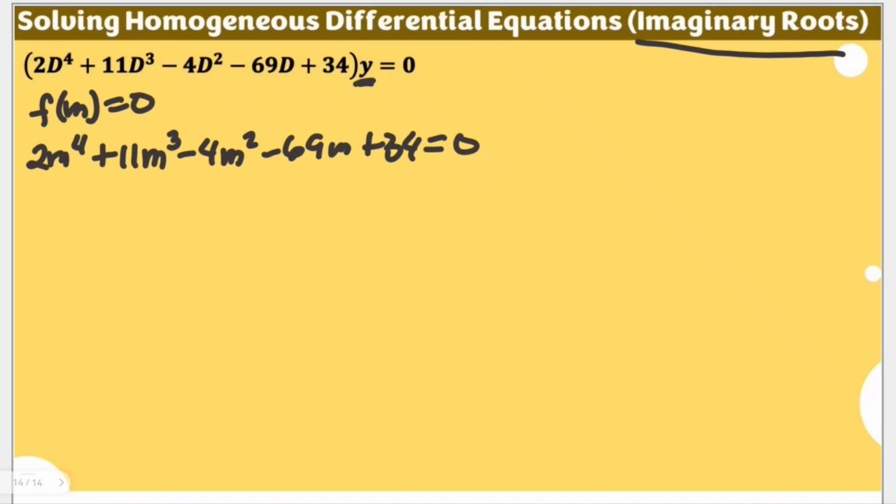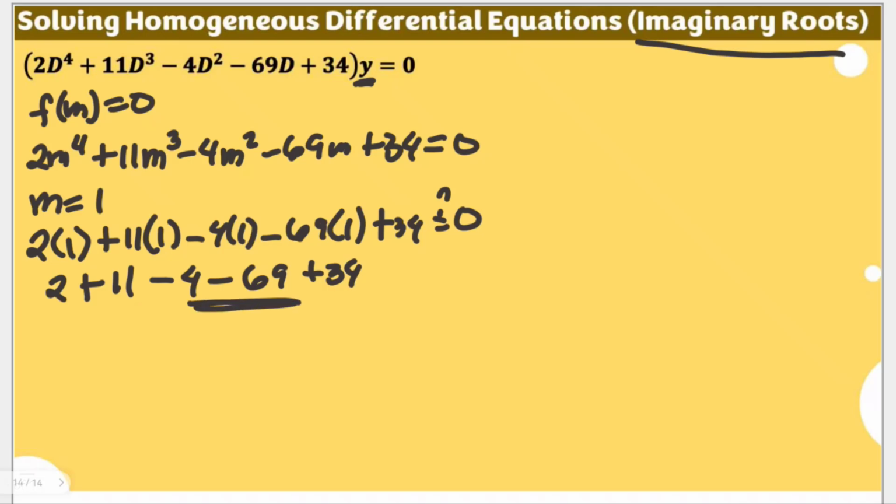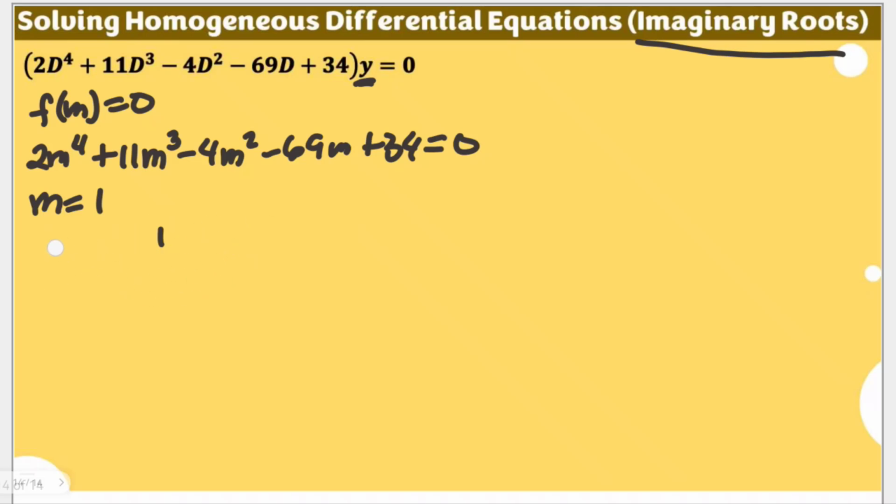Of course, you can always try 1. If it's 1, you will have 2 times 1 to the power of 4 plus 11 times 1 cubed minus 4 times 1 squared minus 69 times 1 plus 34. Let's see if this is equal to 0. 2 plus 11 minus 4 minus 69 plus 34. This is too large, and definitely it's not possible. Okay, this is not possible. So let's try another number.